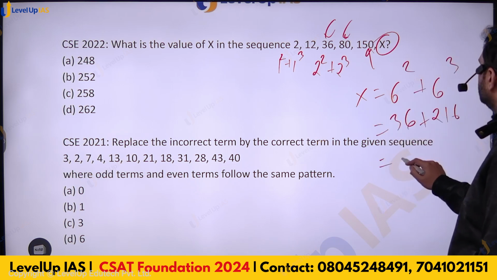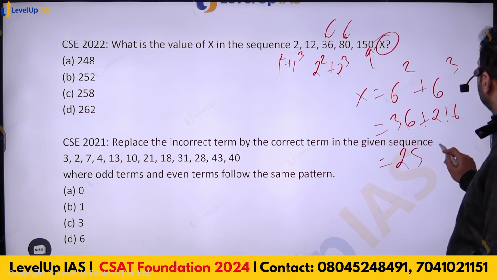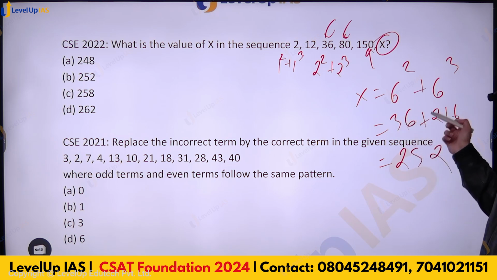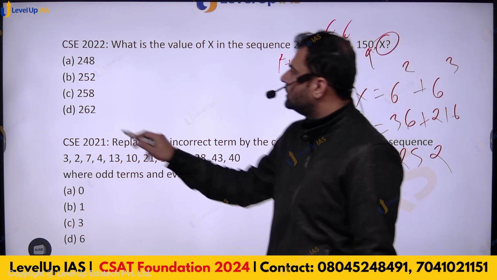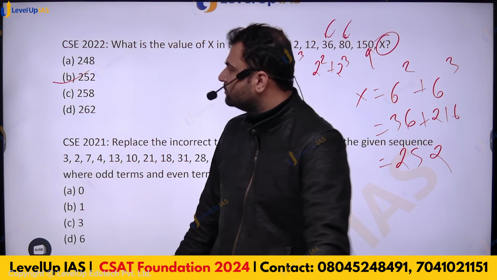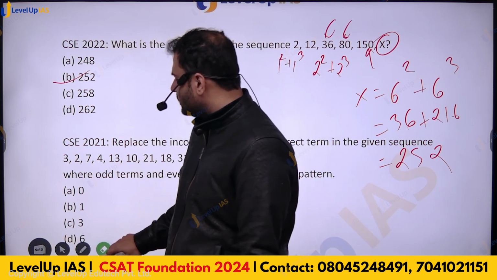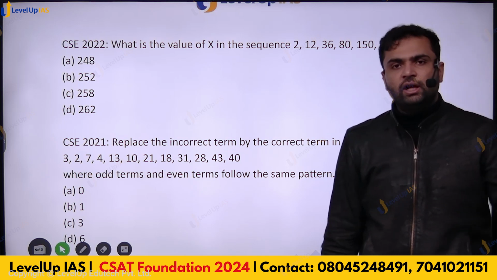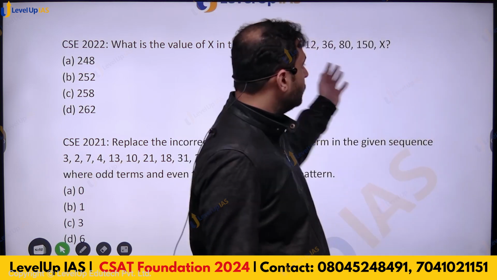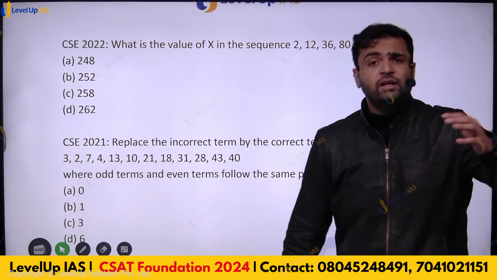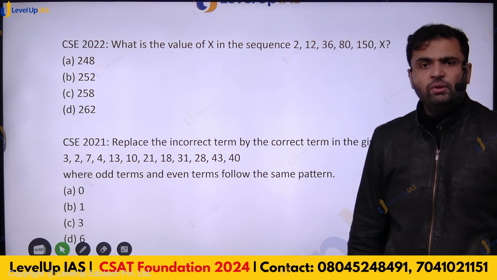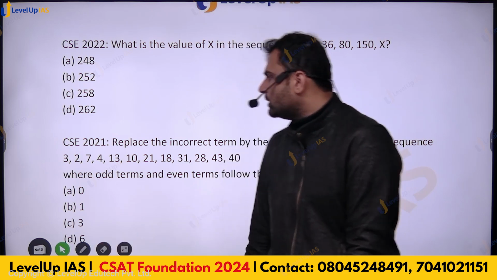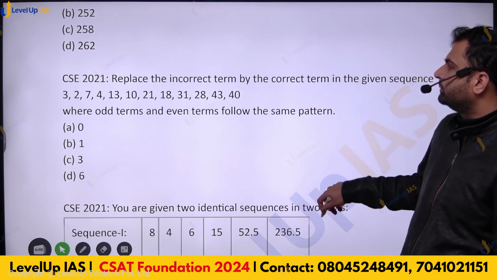252, correct? 6 times 6, 12, carry forward 1, 21 plus 4 is 25. So the answer here is B. Again, there is not a lot to explain here. There are a few standard things that we try. If those don't work, then we try something like this, and even if this doesn't work, then we move on, because there can always be sequences which are not solvable in the examination hall.